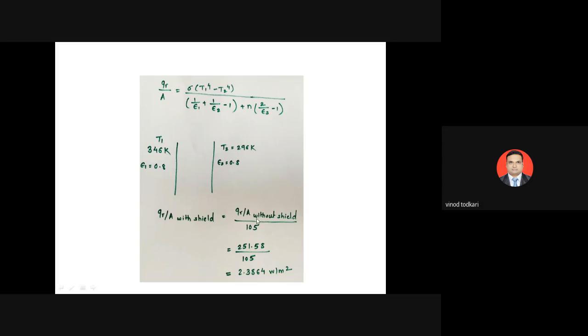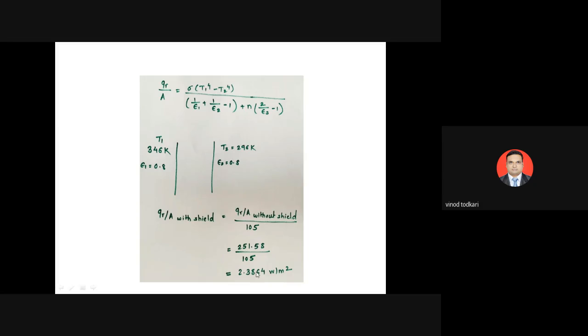Now, we can work out the radiant flux without shield, no? Simply, what will be the formula? For radiant flux without shield, this n will be 0. So QR upon A is equal to sigma into bracket T1 raised to 4 minus T2 raised to 4, divided by 1 upon epsilon 1 plus 1 upon epsilon 2 minus 1. If I use this formula, I can work out QR upon A without shield. That I have worked out, and I have divided it by 105. So this should be QR upon A with shield.